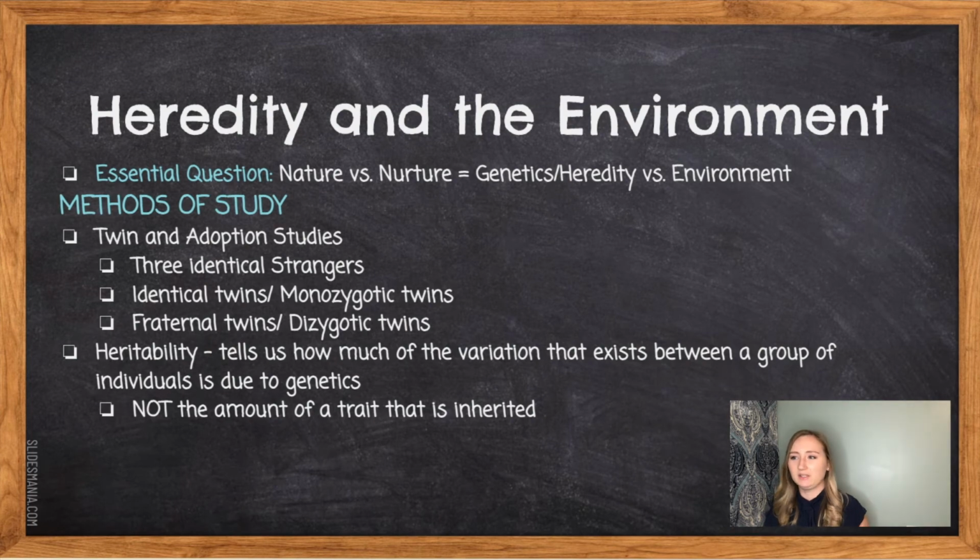Next we get to heritability. And heritability is going to tell us how much of the variation that exists between a group of individuals is due to their genetics versus their environment. So what heritability is not telling us is how much of a trait is passed on. So for example, if your parents have blue eyes and you have blue eyes, it's not talking about whether or not you'll get that trait. Does that make sense? What it is talking about is when you have several children and there are variations in those children, it wants to know how much of those variations is due to genetics and how much is due to environment.